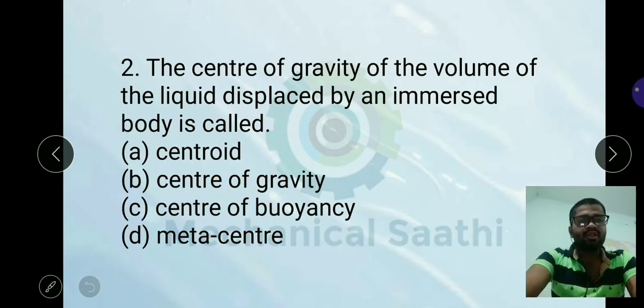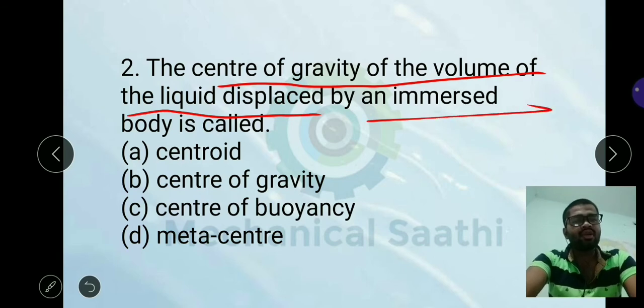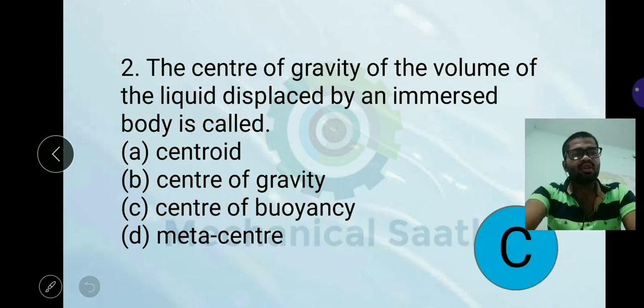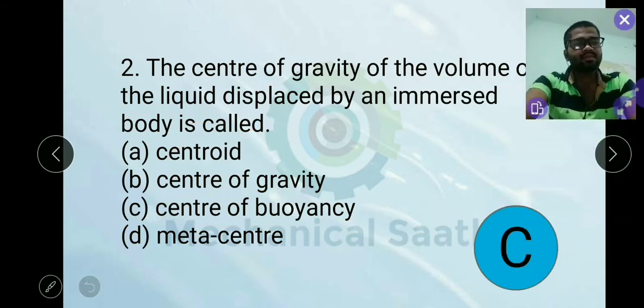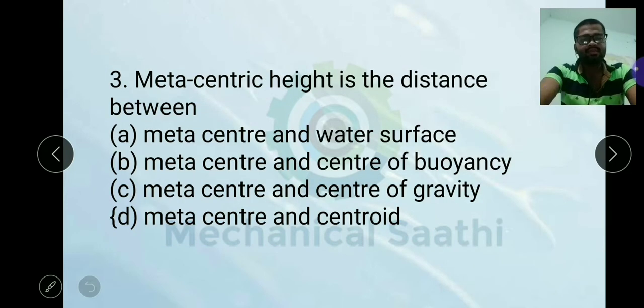The center of gravity of the volume of liquid displaced by an immersed body is called what? The center of gravity of the volume of liquid displaced is known as the center of buoyancy. So option C will be the correct one here. Let us check, here this is option number C. Moving next, metacentric height is the distance between what?